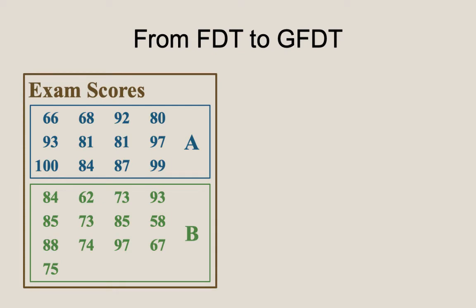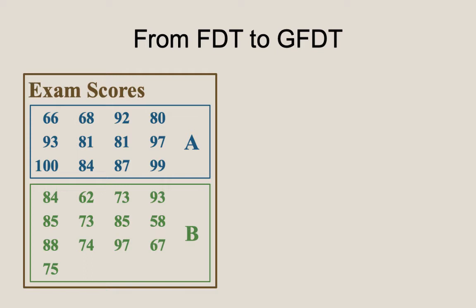Let's look at the difference between an FDT and a GFDT. Recall, FDT stands for Frequency Distribution Table. A GFDT is a grouped frequency distribution table. As the name suggests, we will group some of the frequencies together. But first, we need to see why this is necessary.